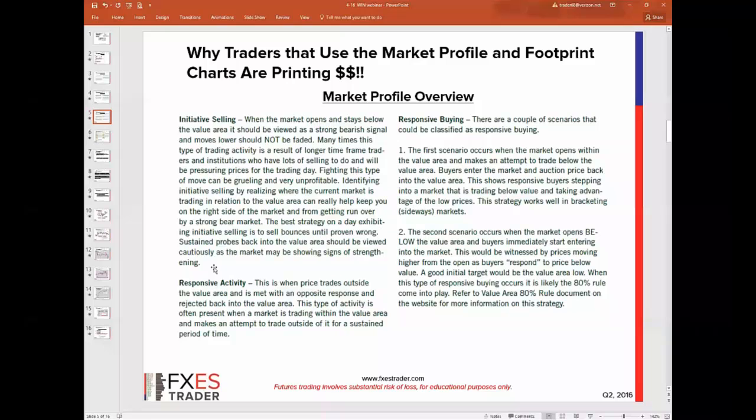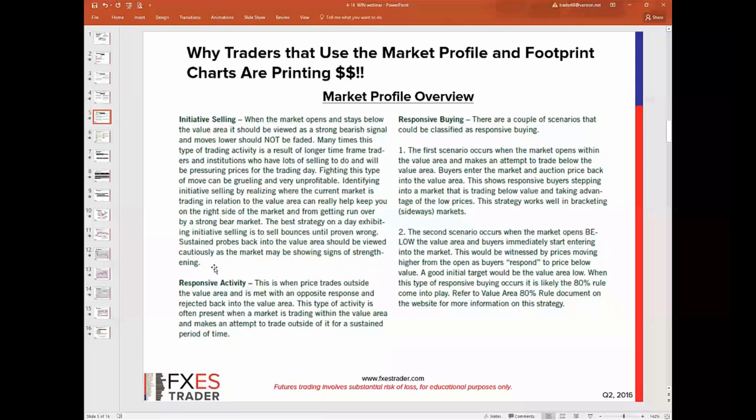So you may not have a full grasp of initiative versus responsive. Just understand that initiative is the big one. Somebody's initiating something outside of the box, versus just responding to or trying to push us back down inside.